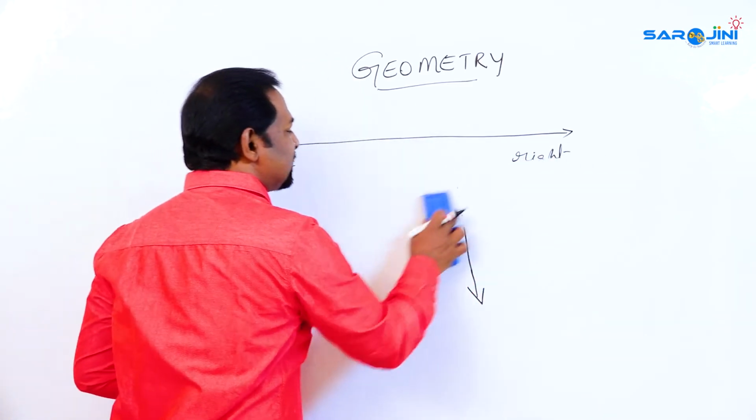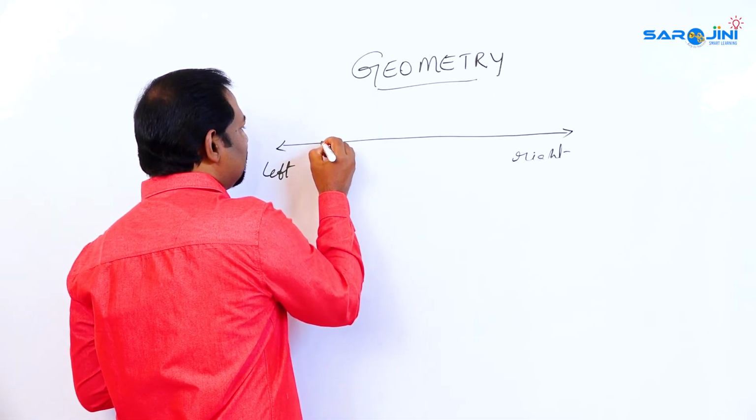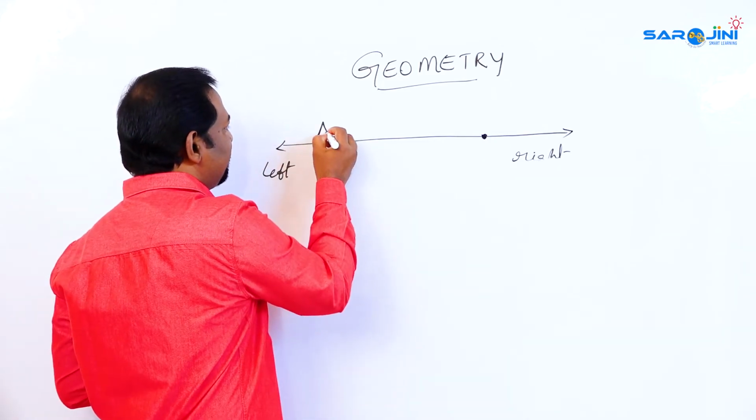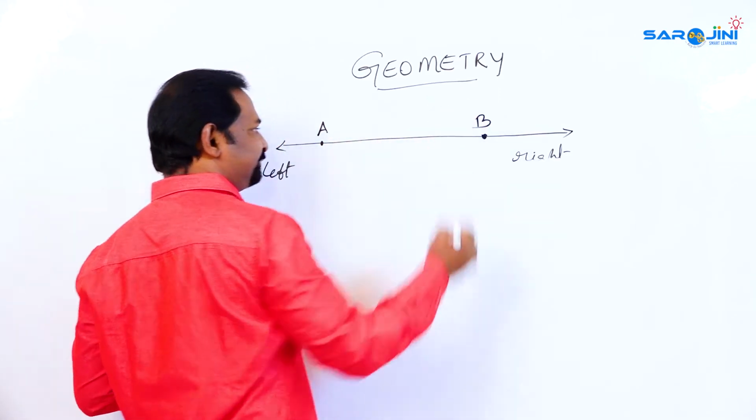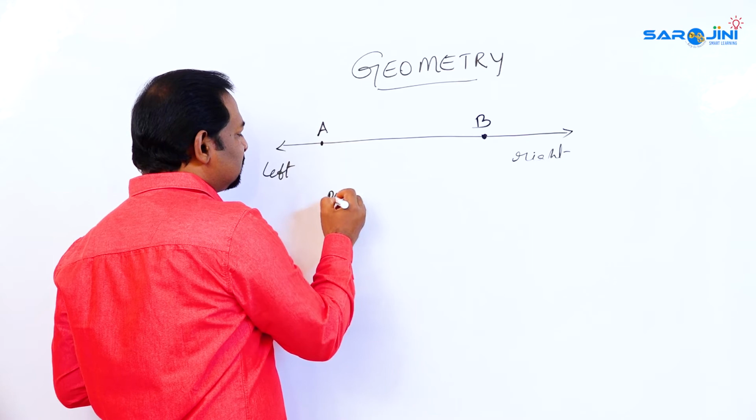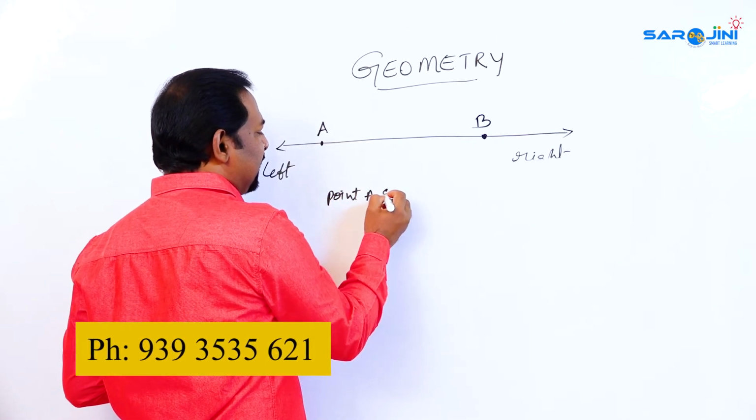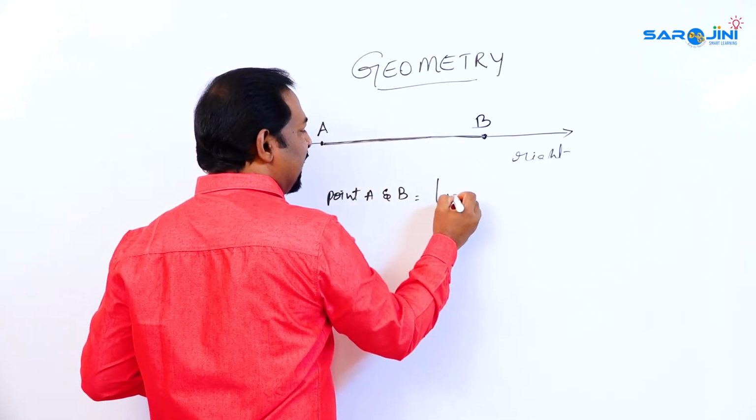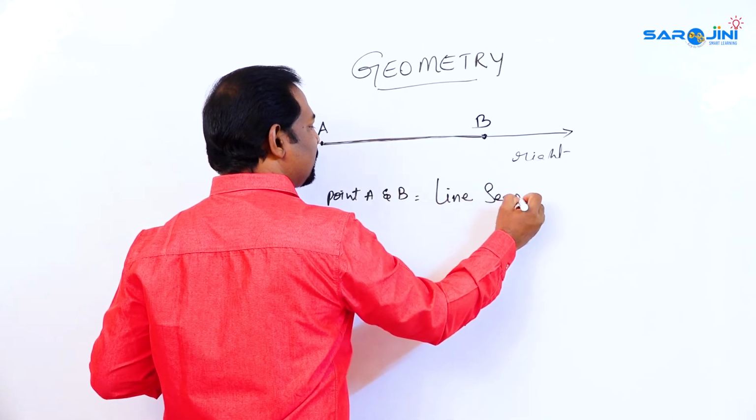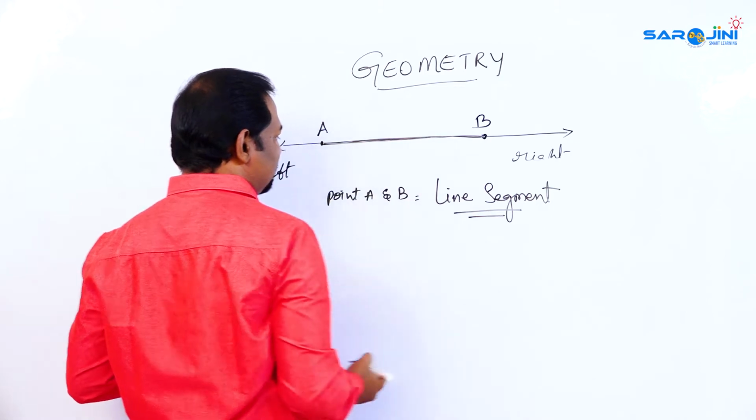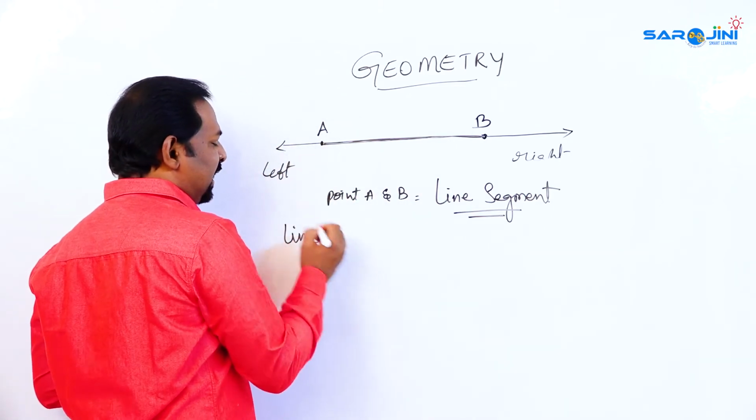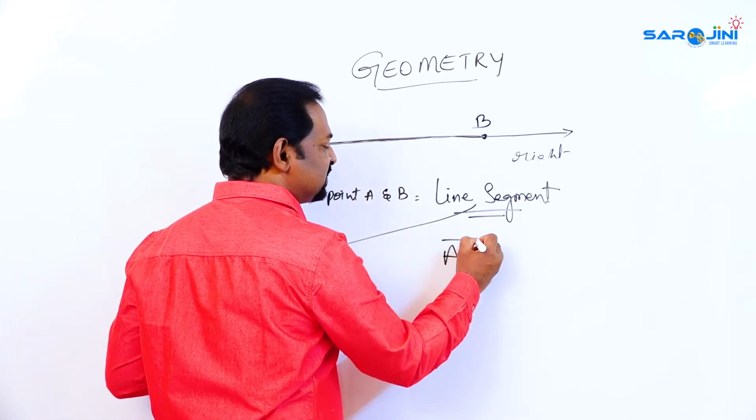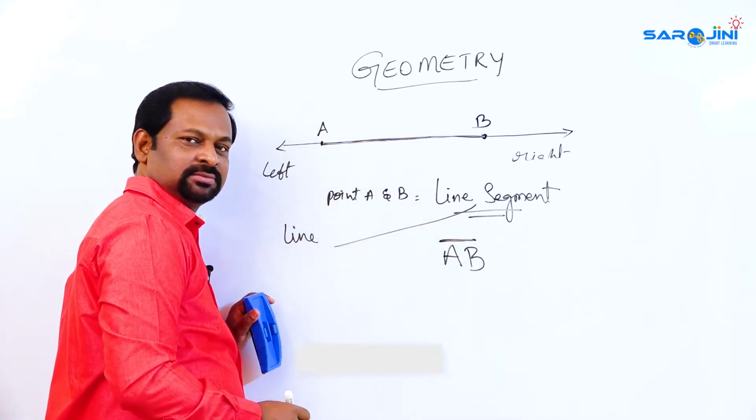Next, one more. Suppose there is a line on which 2 points are given. Say this is point A and this is point B. Whatever the distance is covered between A and B, this part is called a line segment. First what we thought was a line, and this is a line segment. So line segment AB, how can you remember it like this? This is the symbol for line segment.